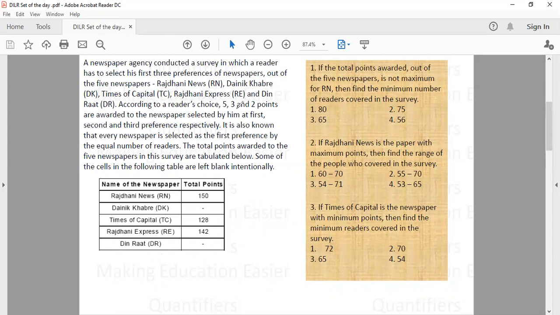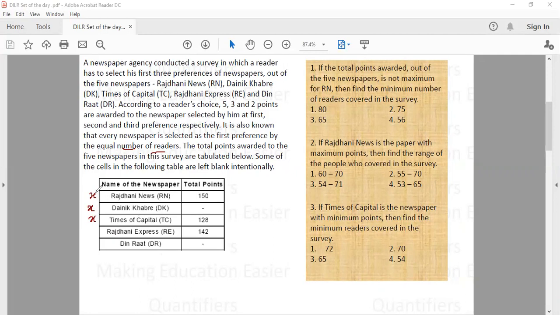According to the reader's choice, 5, 3, and 2 points are awarded to the paper selected by him at the first, second, and third preference. And it's known that every paper is selected as the first preference by an equal number of readers. Now, it means that if X people have selected Rajdhani News as the first preference, X has also chosen the second one, and X has also chosen the third one, and so on.